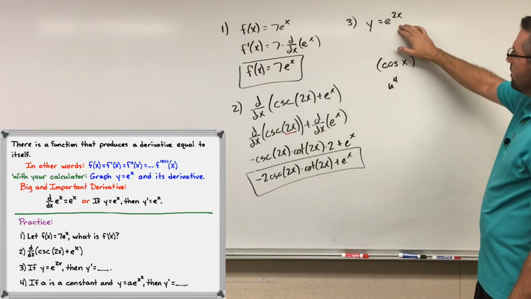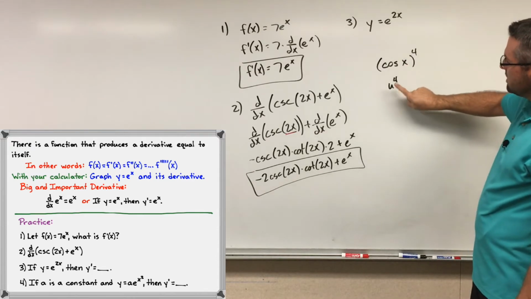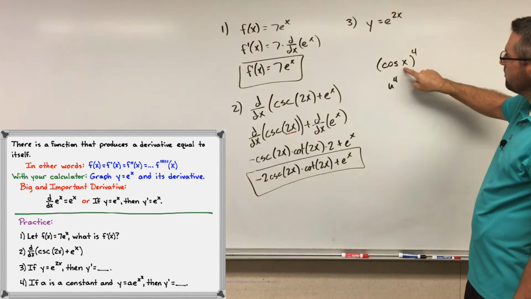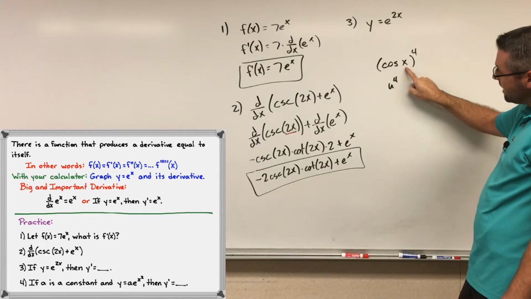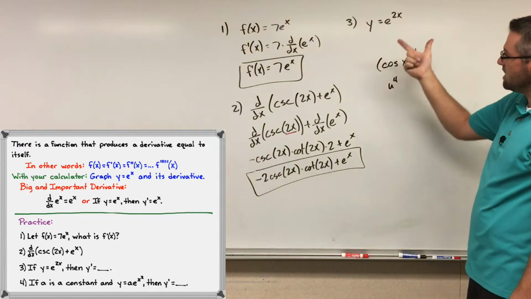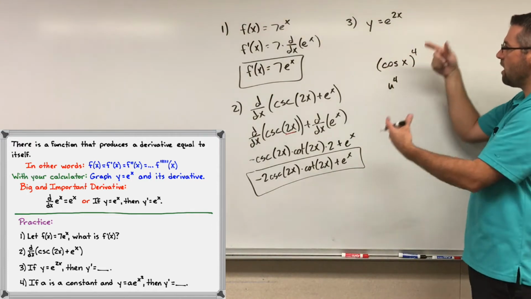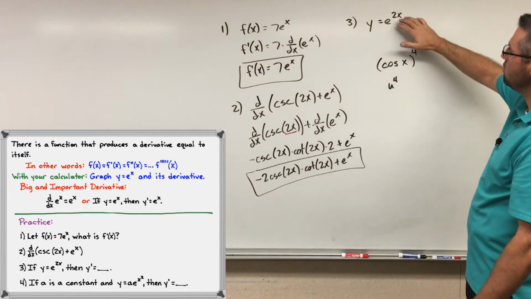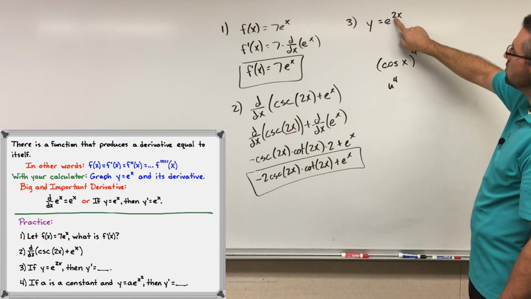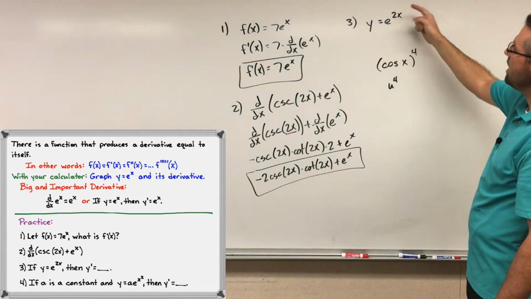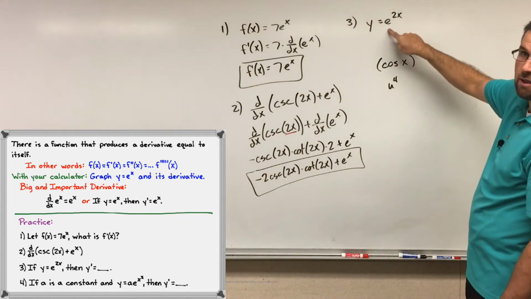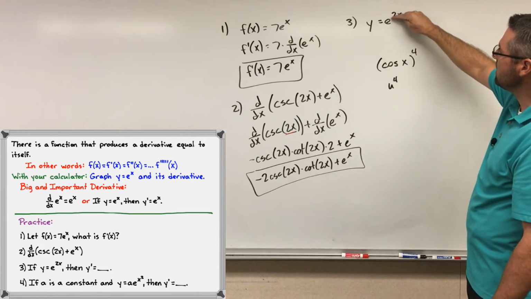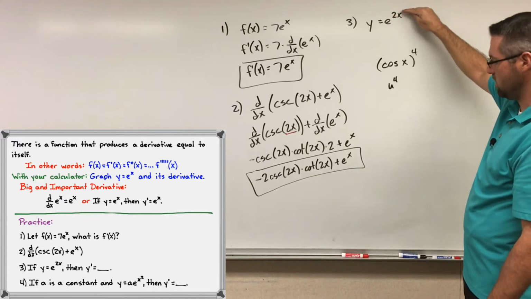Well, here, what is the input? In this case, the input is x, and the result of that, we take the cosine of, and then after that, we raise it to the 4th power. So if you think of your order of operations, what would we be doing here first? Well, we'd be multiplying the 2 and the x together and then raising e to that, which means the composition has the inner function as the exponent here, okay?